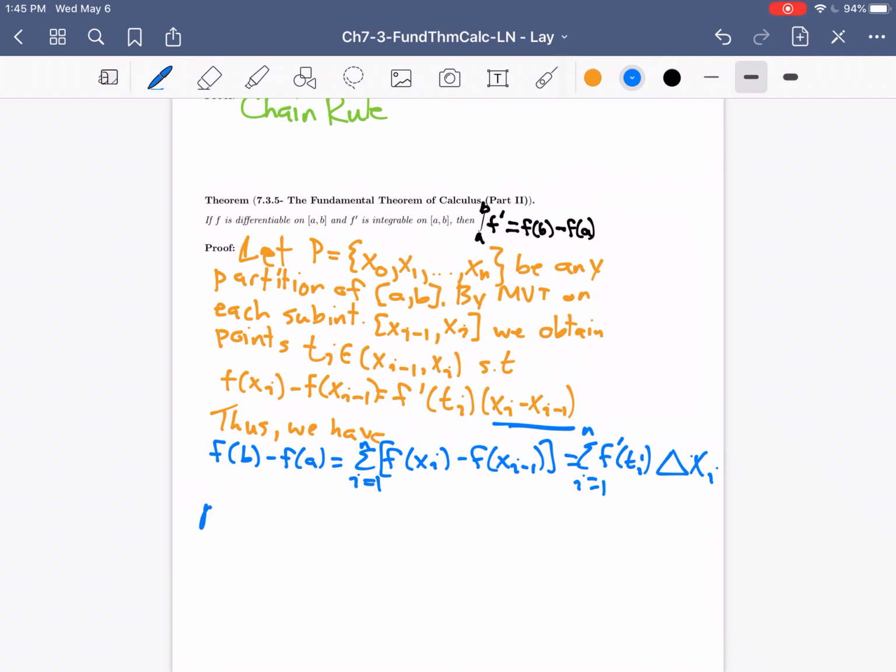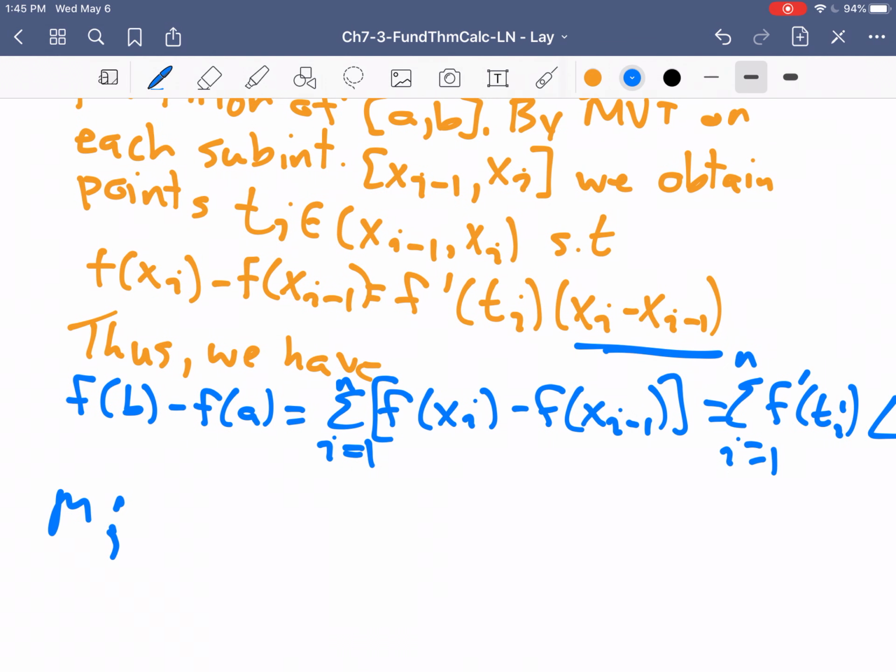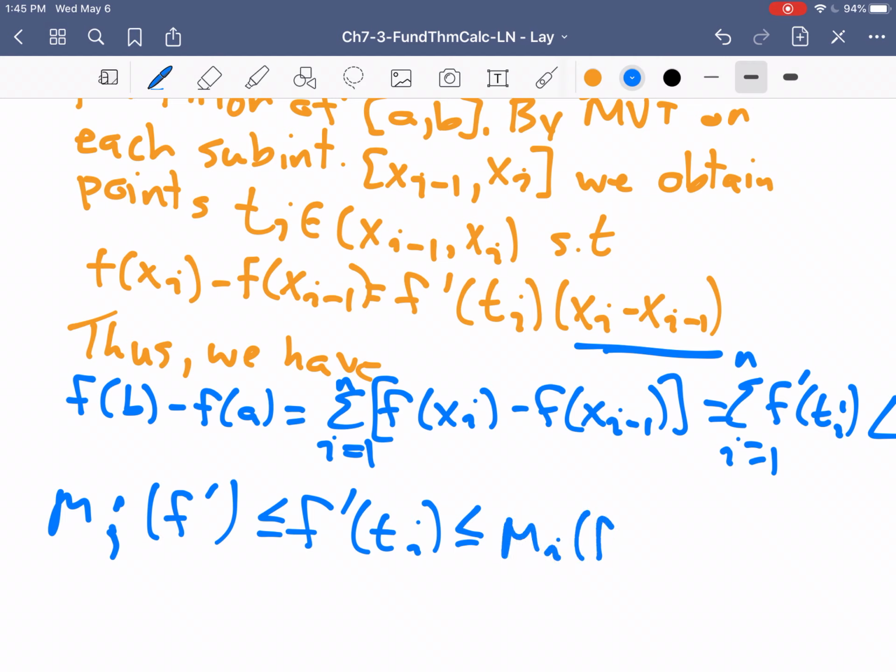We know that little m sub i of f prime is less than or equal to f prime of t sub i, which is less than or equal to big M sub i of f prime, for every single choice of i.